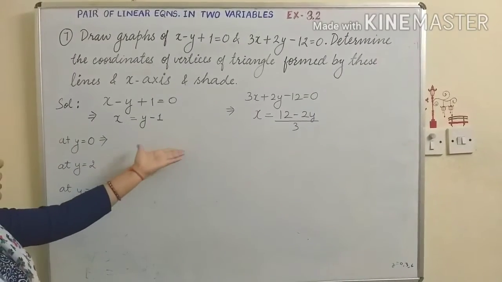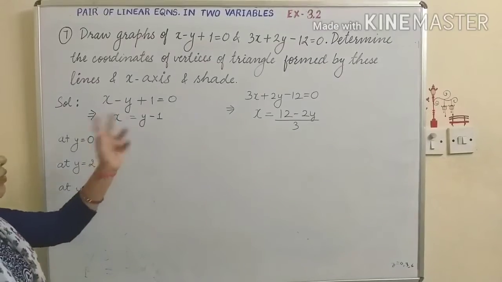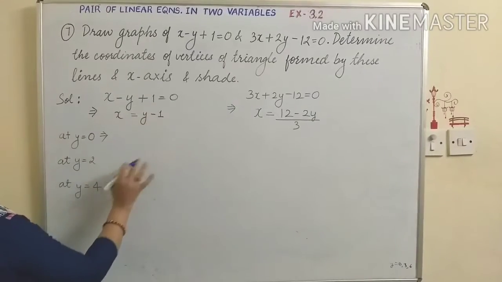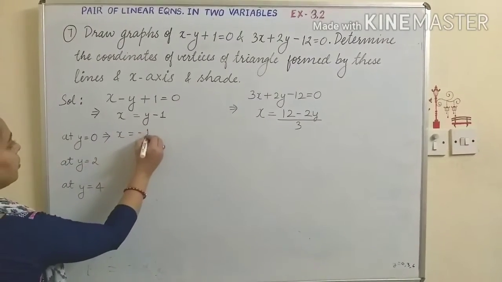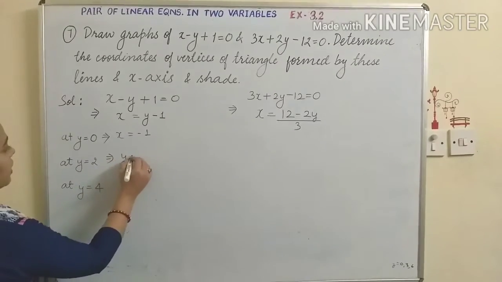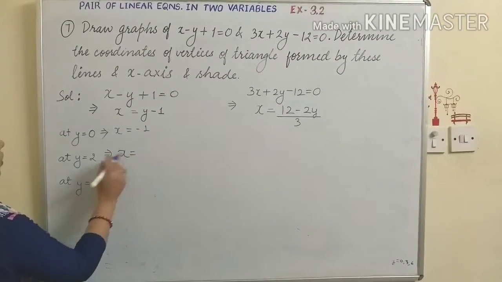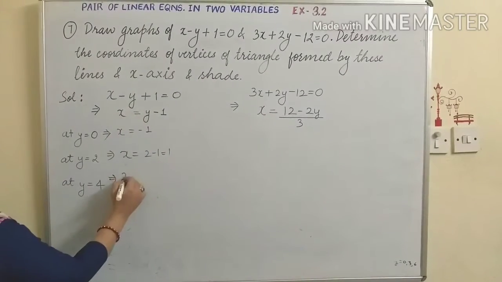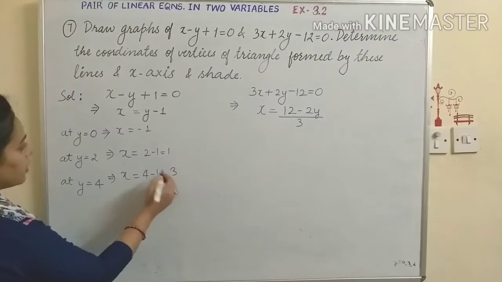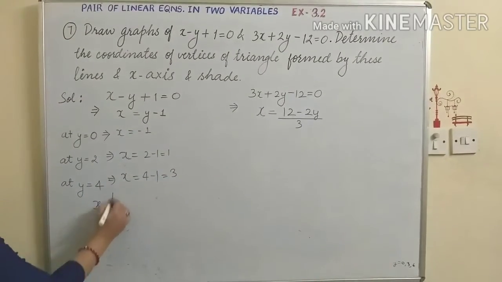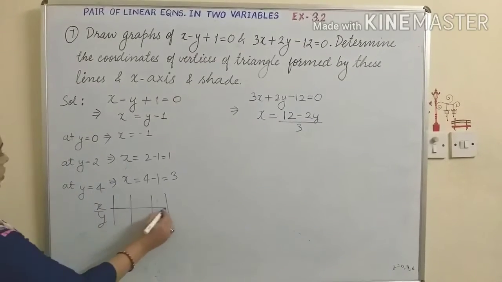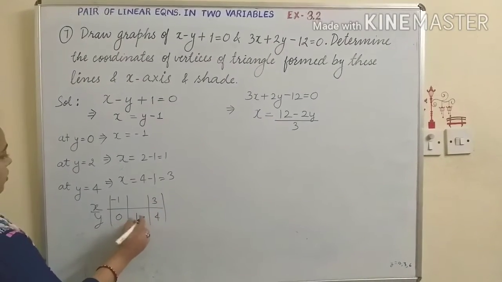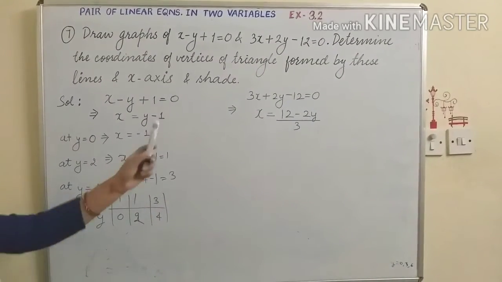So let's follow those simple steps again. First we will solve these two equations for the values of x and y, and then we plot them on the graph. That's all. I have taken y minus 1 to this side. Now at y equal to 0, x will become minus 1. At y equal to 2, x will become 2 minus 1, that is 1. And at y equal to 4, x will become 4 minus 1, that is 3. Let's collect all these values.